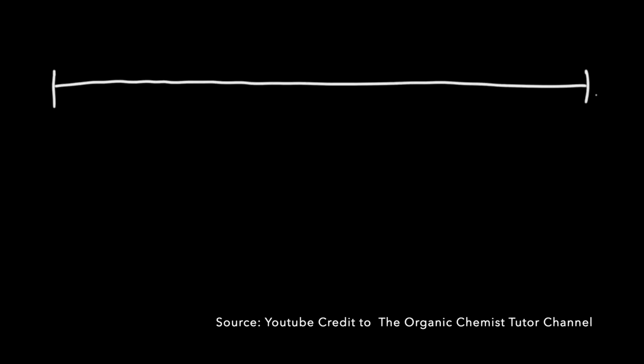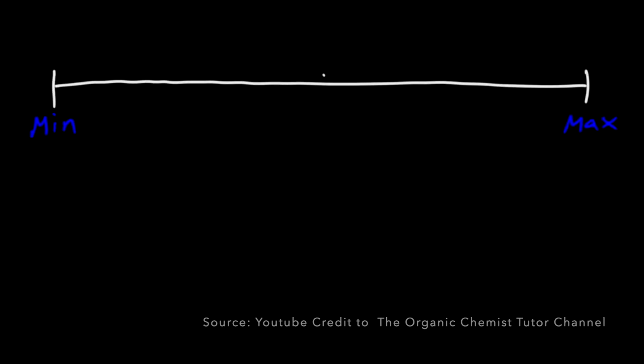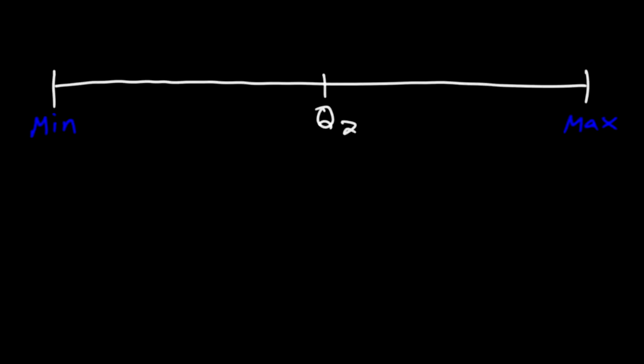So let's say we have a number line. On the left side, this is going to be the minimum value, and on the right side, the maximum value of the data. Now, the median of the data is the second quartile. This is basically the 50th percentile. The minimum will be at the 0th percentile, and the maximum is basically the 100th percentile.